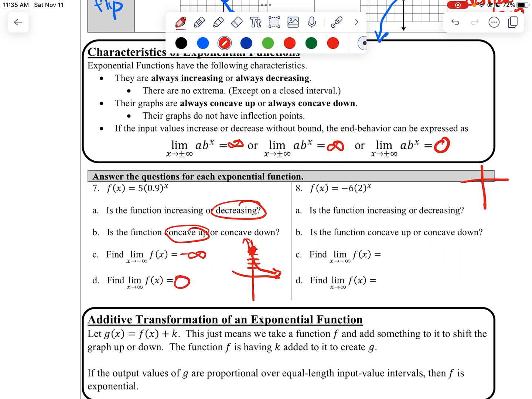And then this next one, what's our initial value? Negative 6. And I'm multiplying by 2. So negative 6 times 2 is going to be negative 12. So it's going down on this side and then going up. So this one is decreasing. It's part of a frown, concave down. And as we go backwards, negative x's, it gets closer to 0. Bigger x's, it's going towards negative infinity.